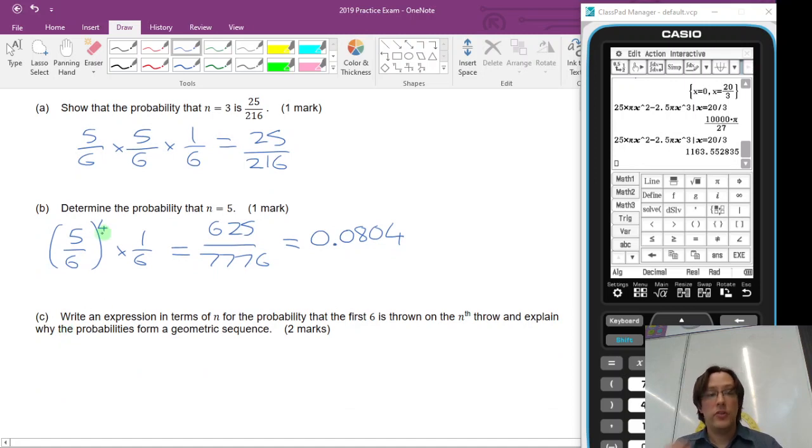Okay, so it should be pretty obvious now that whatever n is, we're basically multiplying by 5/6 each time, and then we multiply by 1/6 at the end. Or, because the multiplication doesn't matter, we can think of it as a geometric series or geometric progression, where the expression is in terms of n.